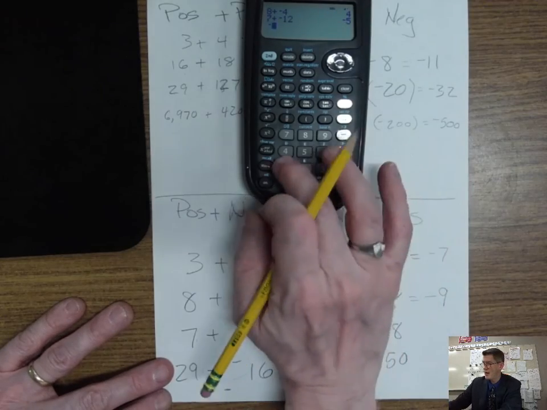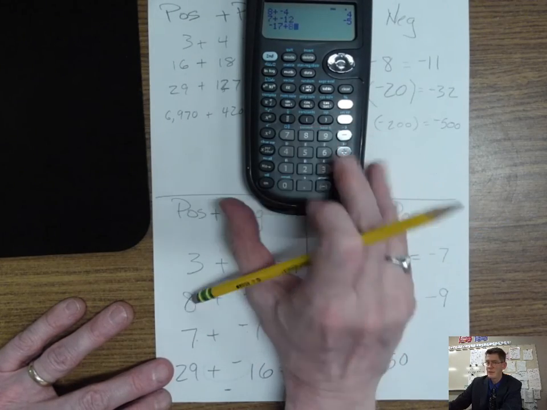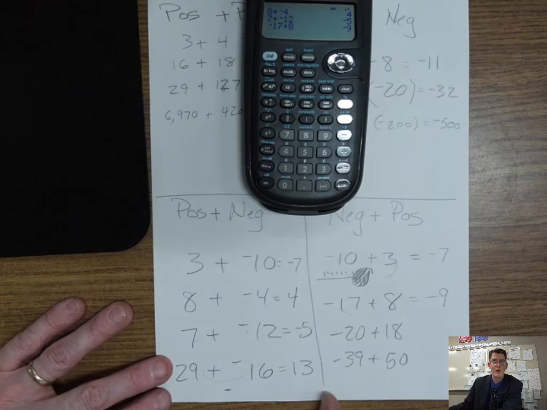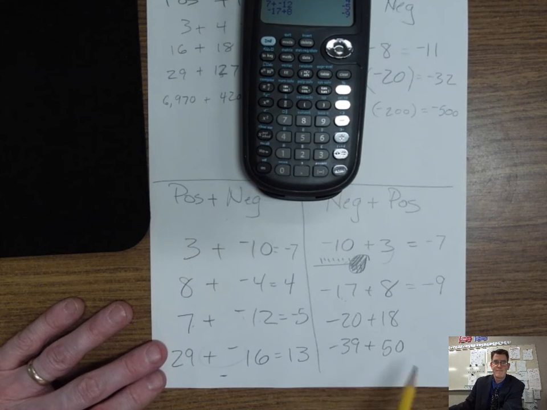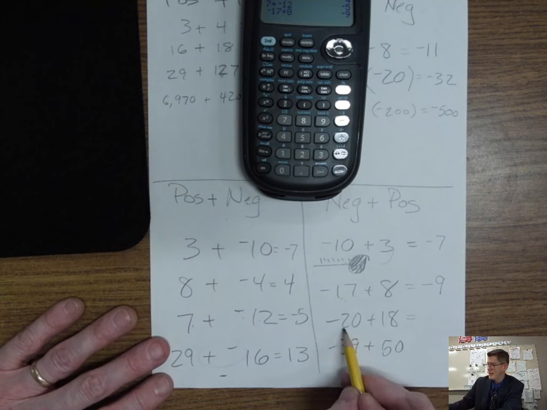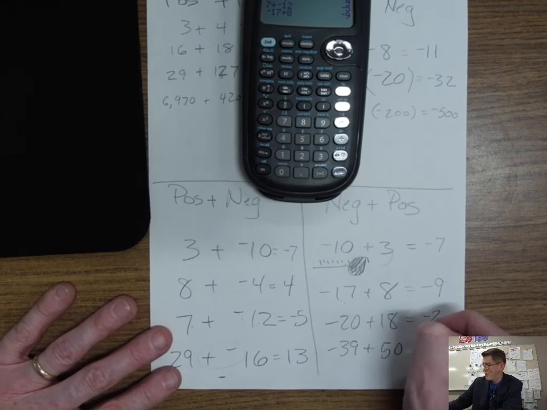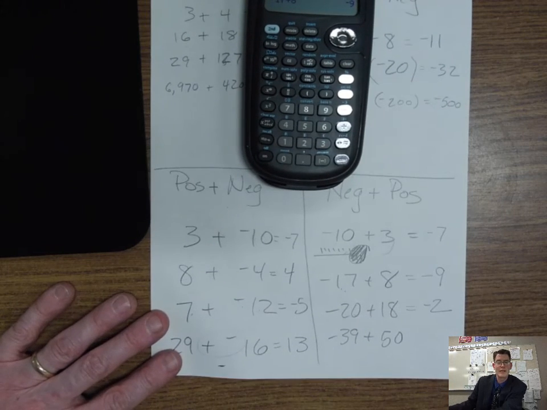And to make sure on that, negative 17 plus 8. See if I'm doing it right. Yep, negative 9. And negative 20 plus 18. I come up the number line 18 from that negative 20. I don't quite make it to the 0, but I almost get there. I make it to negative 2.